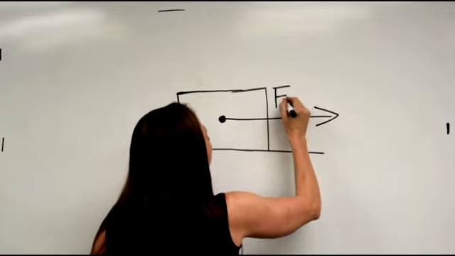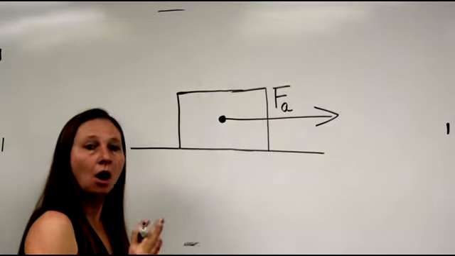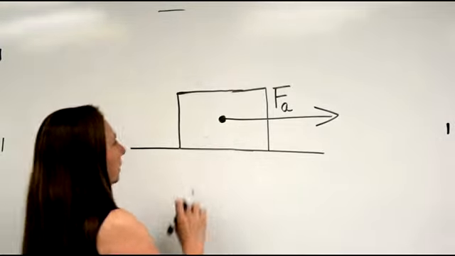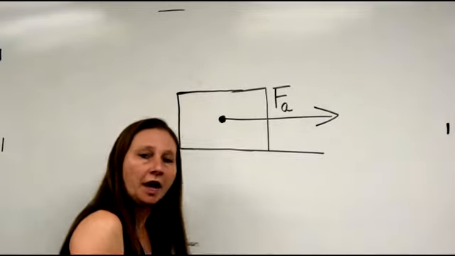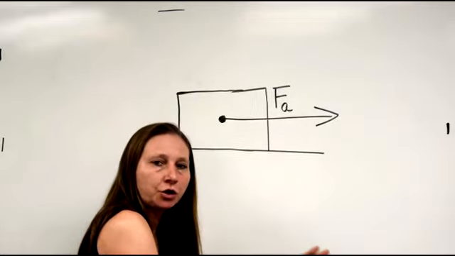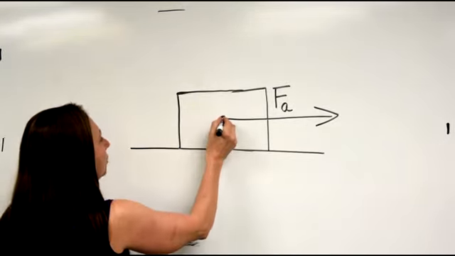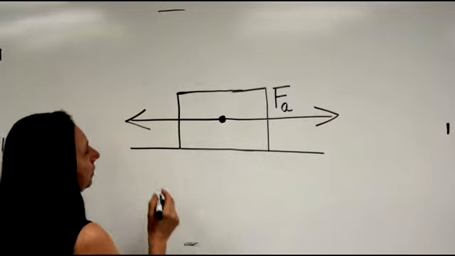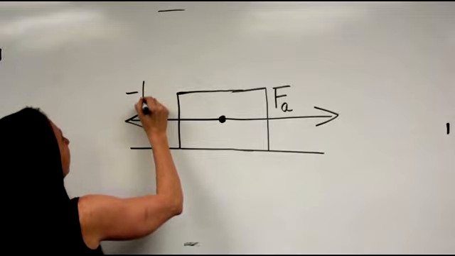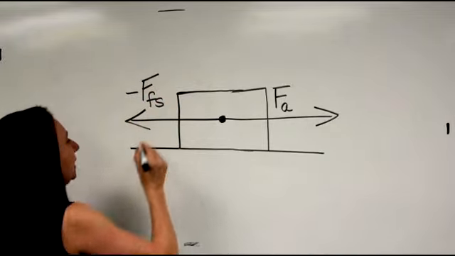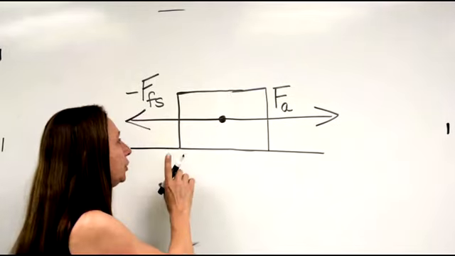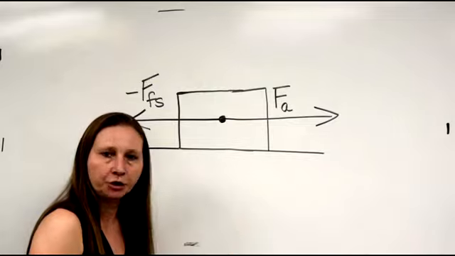So this would be an applied force on the box. I'm pushing it horizontally. Now, the box is not moving yet. I'm having trouble getting the box to start moving. So the force that is opposing me would be static friction. So that would be negative FfS. Since the box is not yet moving, this is called static friction.